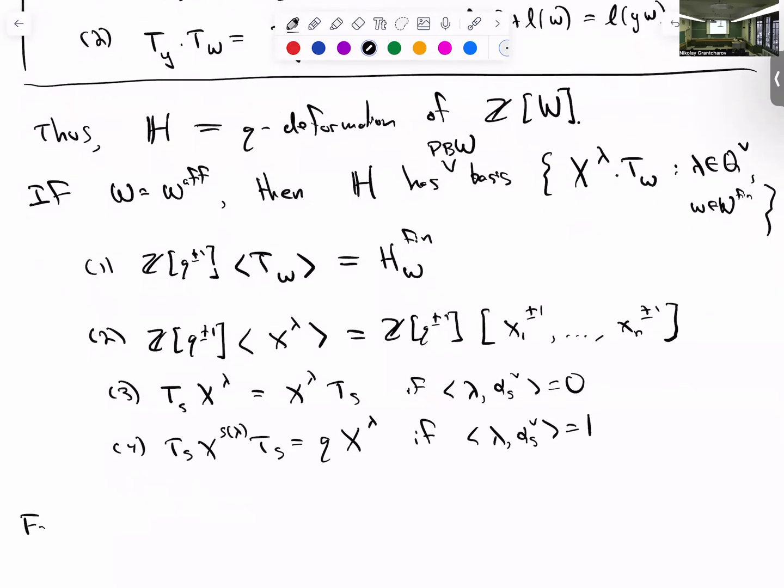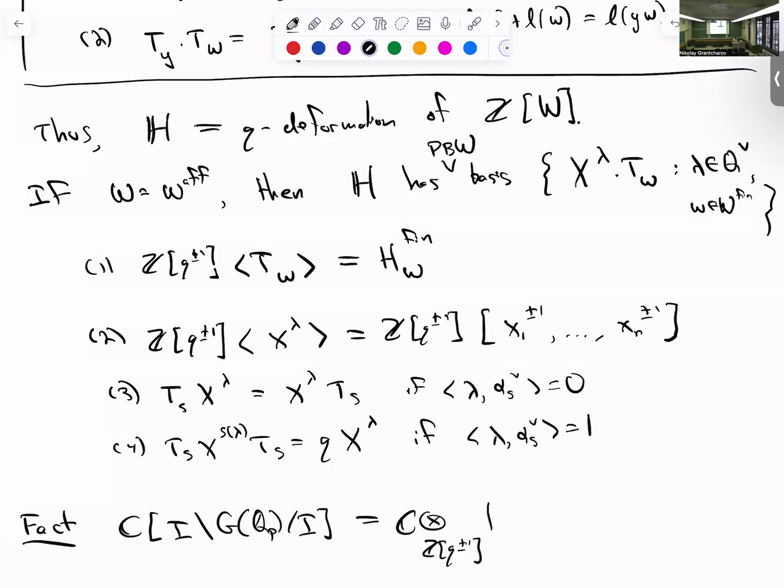Now, here's a fact, which is due to Bernstein. It's purely algebraic. The two notions of Hecke algebras we have defined are the same. And I need to complexify the algebraic definition because it was defined over the integers.